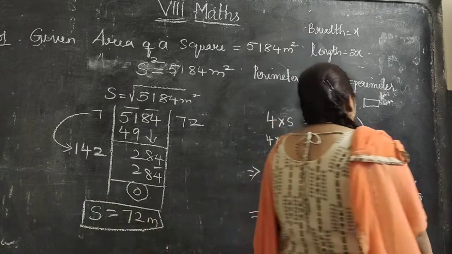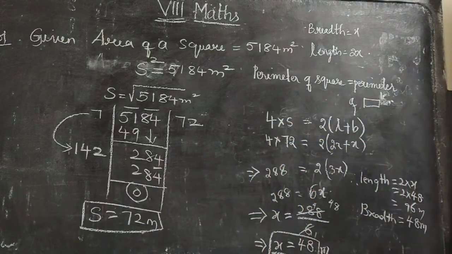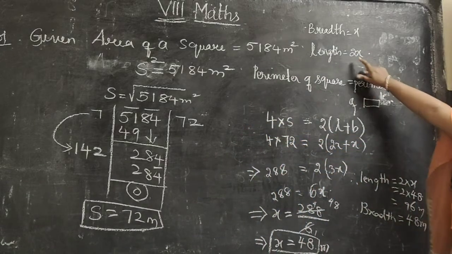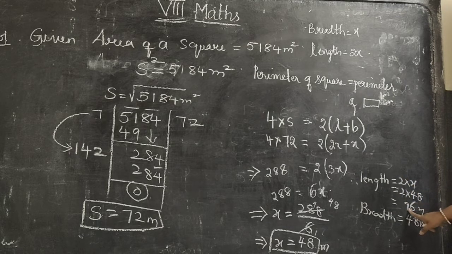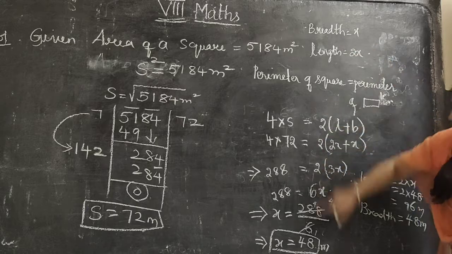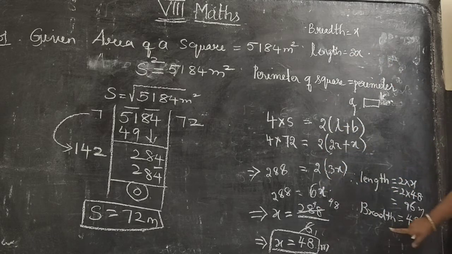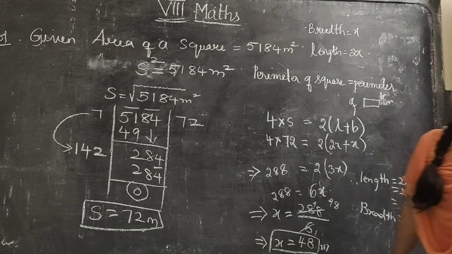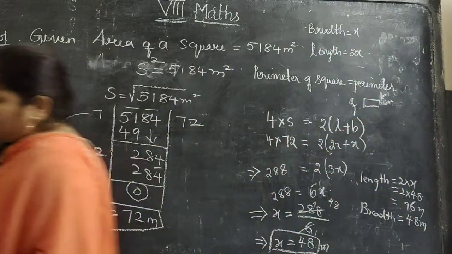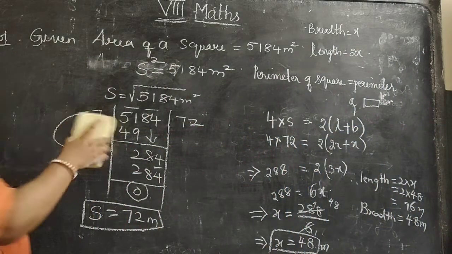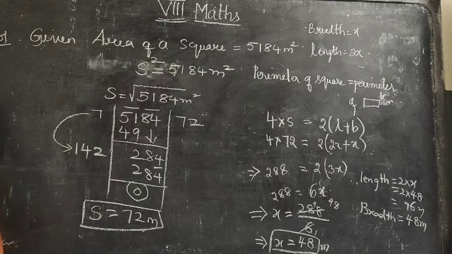Now what we have to find? We have to find the length and breadth values. Length is how much? 2x, that means 2 into 48, which equals 96 meters. And the breadth value is x, which is nothing but 48 meters. Now by using this, we have to find the area of a rectangle. What is the area of a rectangle formula? L into B.